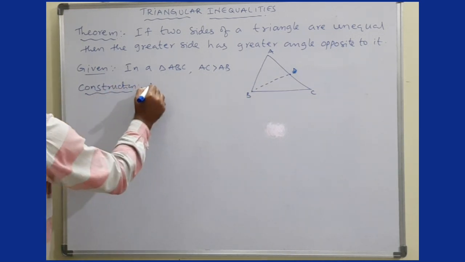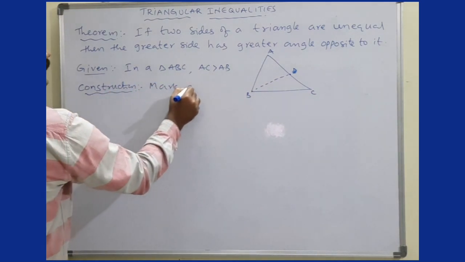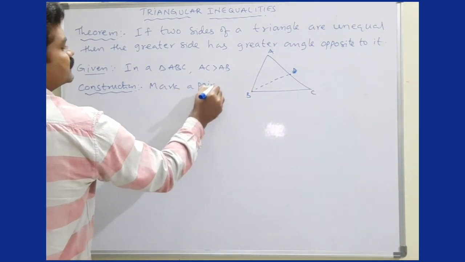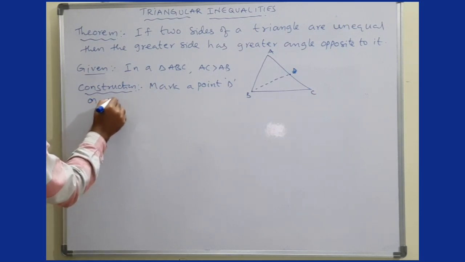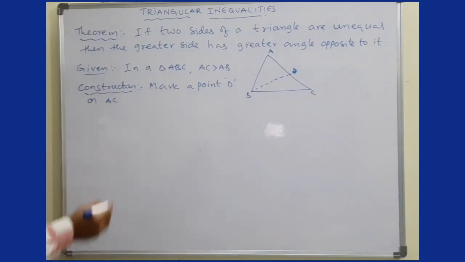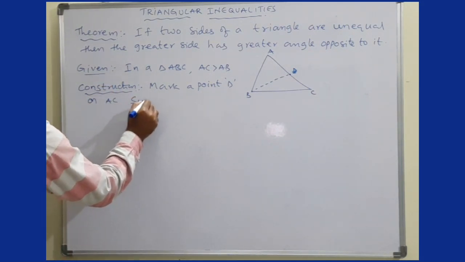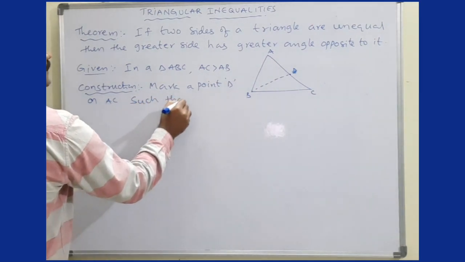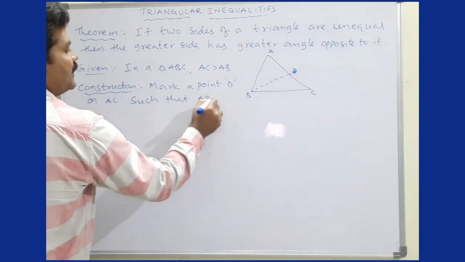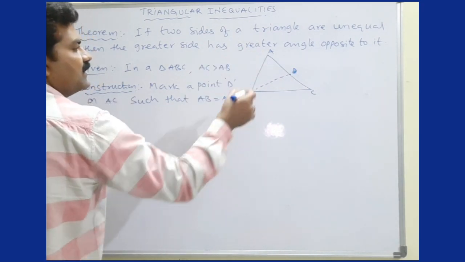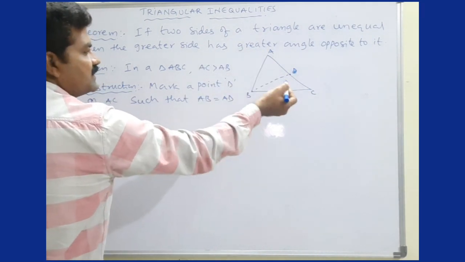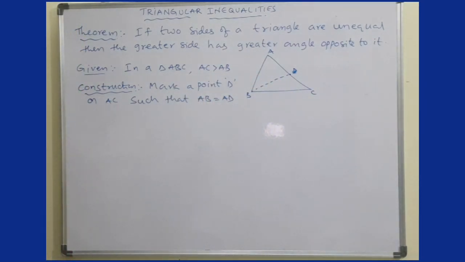So write it: mark a point D on AC such that AB is equal to AD. This length is equal to this length. Then only we can say that AC is definitely greater than AB. So now coming to the proof.